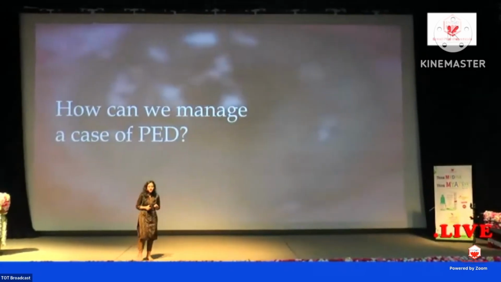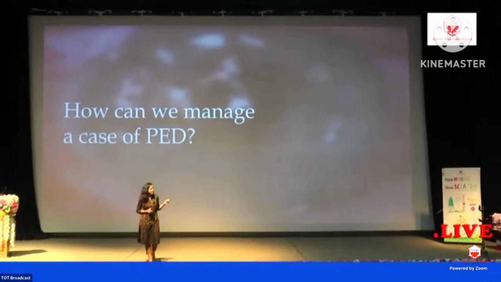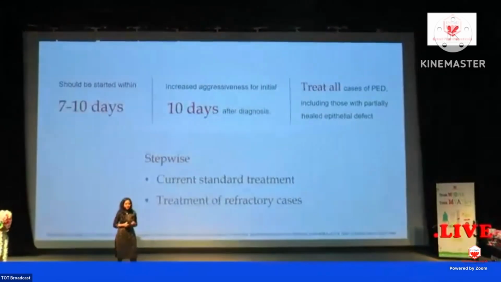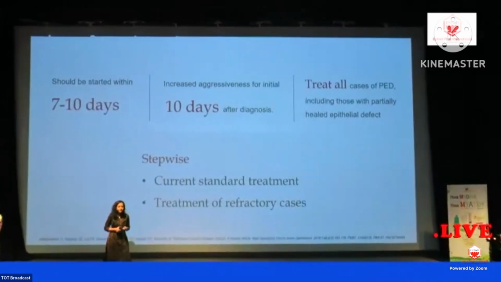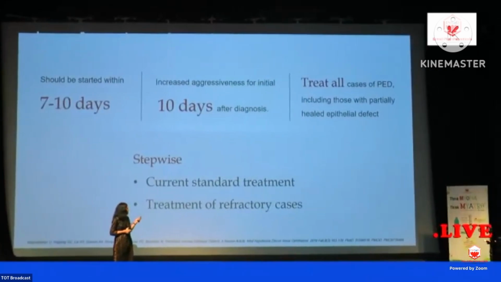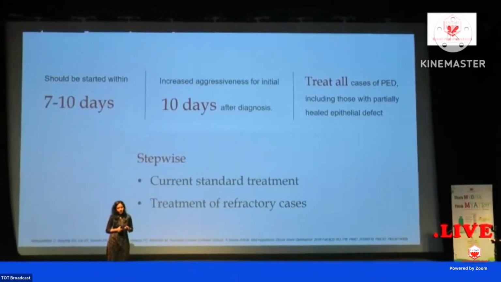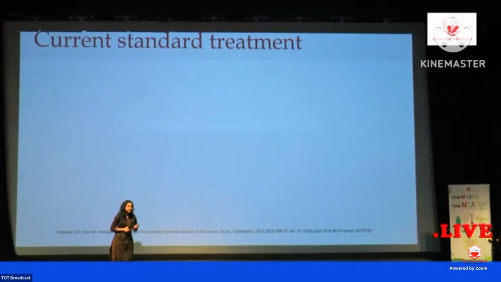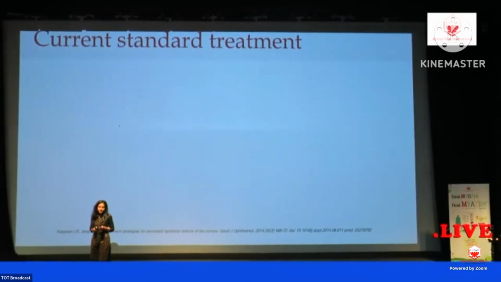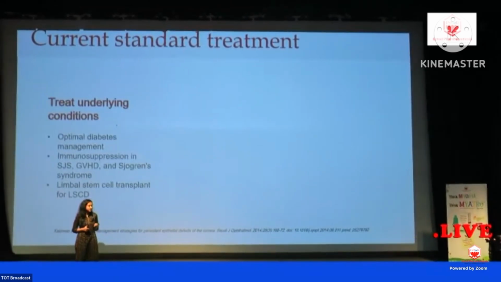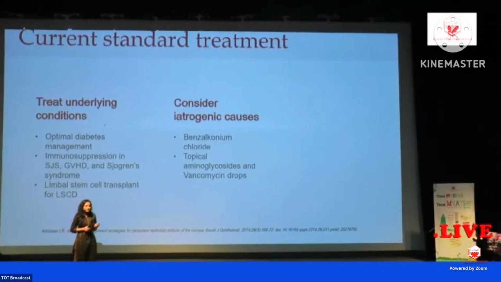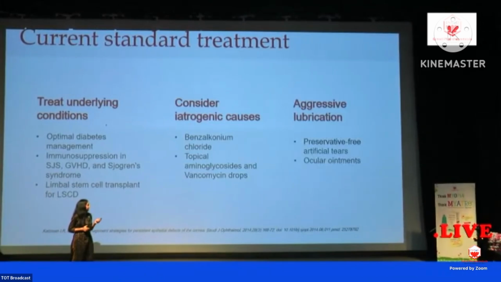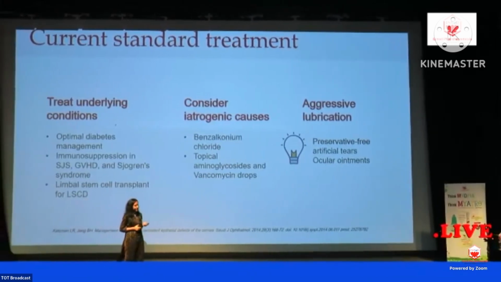Now, once you're done with the workup, how will you manage it? Your treatment should start by 7 to 10 days, with the first 10 days being very aggressive. Treat all of them, including the partially healed ones. Your approach should be stepwise, starting from the current standard treatment, which is conservative, where you treat the underlying causes, rule out iatrogenic causes, and put the patient on aggressive lubrication. Remember, your lubricant should be preservative-free.